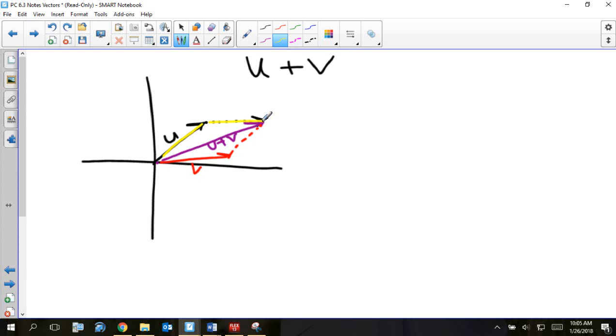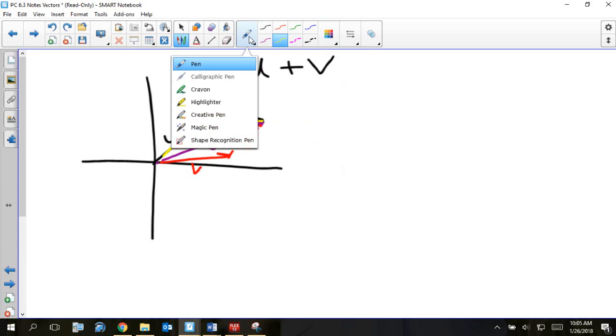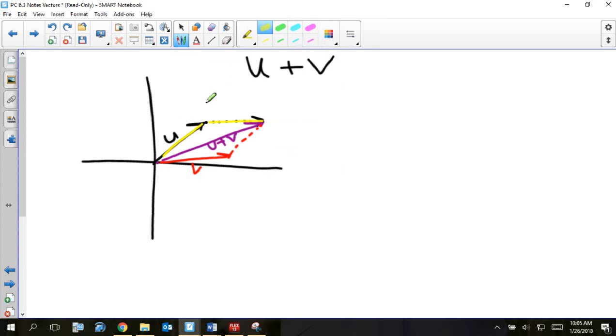U plus V or V plus U still gives you the same answer. So they did it twice, but you don't have to do it twice. You can totally just do U plus V, just the top part, or just the bottom one. They just did it twice, that's all.